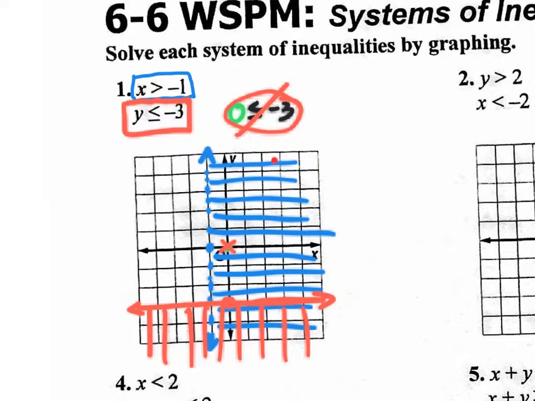Up here, no, it doesn't overlap. Down here, it doesn't overlap. Right here, there's an overlap. So this little rectangle where the shades overlap, that's what you really want to show. So I'm going to do it in green. And that's the solution to the system.